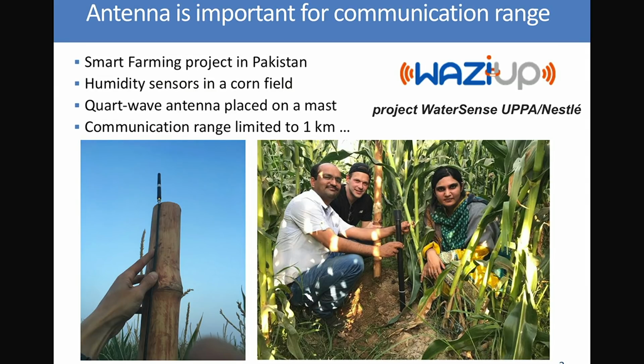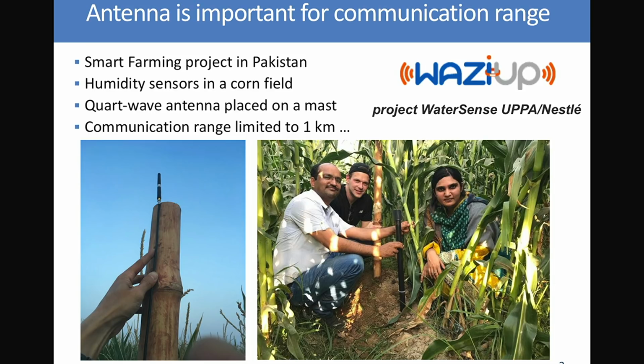So here is the project. It's a smart farming project which was conducted by my friend Conductive from the University of Po in Pakistan. The idea was to have humidity sensors in a cornfield. So you know that corn can be very tall, about 3 meters. So the idea of Conductive was to say, okay, I will sense the humidity, so I have to have sensors very close to the ground, and I want to transmit. So I will go high, and I will use some mast, okay?